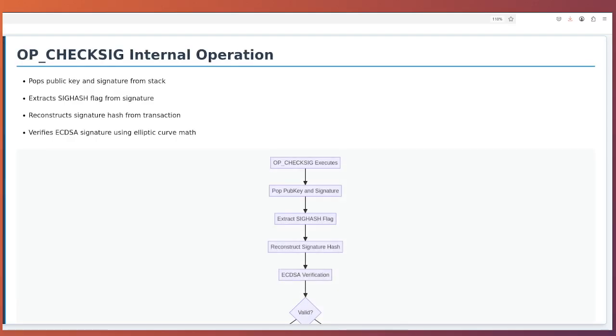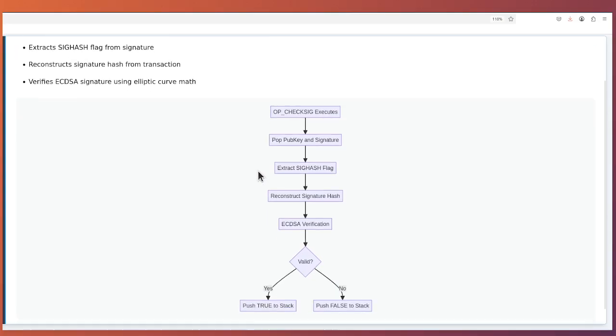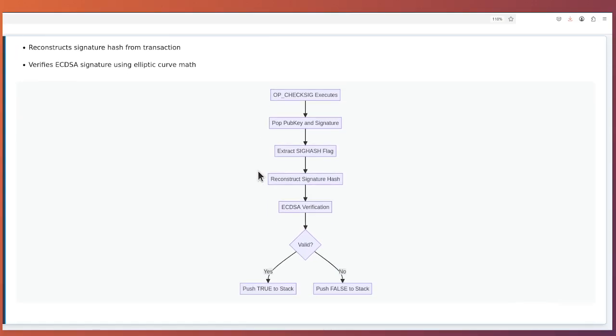OP_CHECKSIG internal operation. The OP_CHECKSIG opcode is the core of Bitcoin's security model, making an understanding of its internal operation crucial. When OP_CHECKSIG executes, it performs an ECDSA signature verification, a process that involves several steps. First, OP_CHECKSIG pops two items from the stack, the public key and the signature. From the signature, it extracts the SIGHASH flag byte, which is the last byte. Using this SIGHASH flag, OP_CHECKSIG reconstructs the signature hash, employing the same process the signer used.